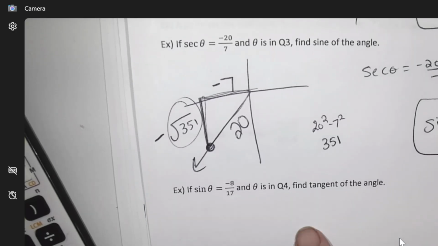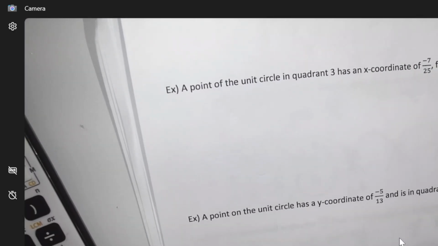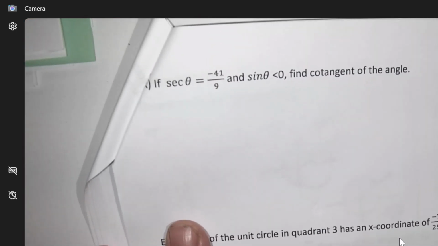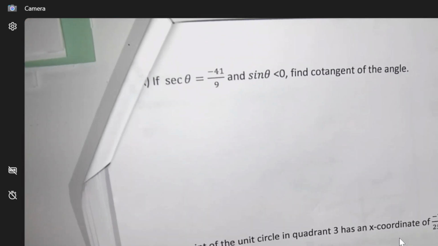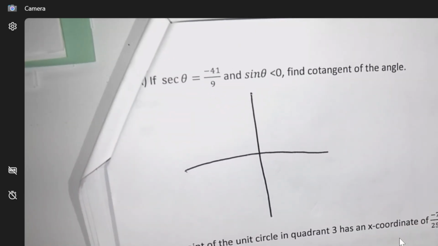Okay, I feel like I'm going to just skip this next one. I don't see anything really new on it. So let's go to the next page. Okay, this one's a little bit harder because I didn't tell you which quadrant. So you have to figure out the quadrant now. So we've added up another level.